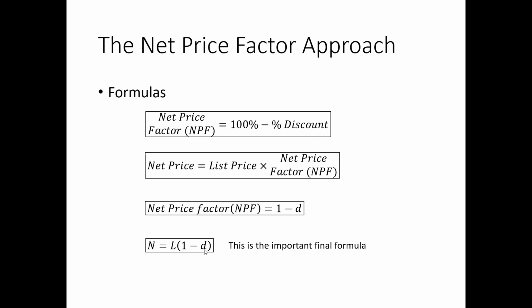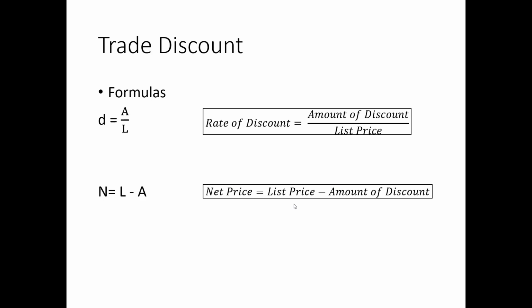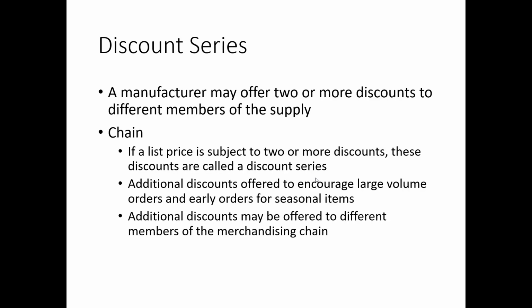But conceptually, it's just this: net price equals list price minus the amount of discount, with the equation for the amount of discount pulled into this relationship. Okay. Sometimes your vendor will offer more than one discount, right? So that formula is great for one discount, but what if there's a couple of different discounts available?